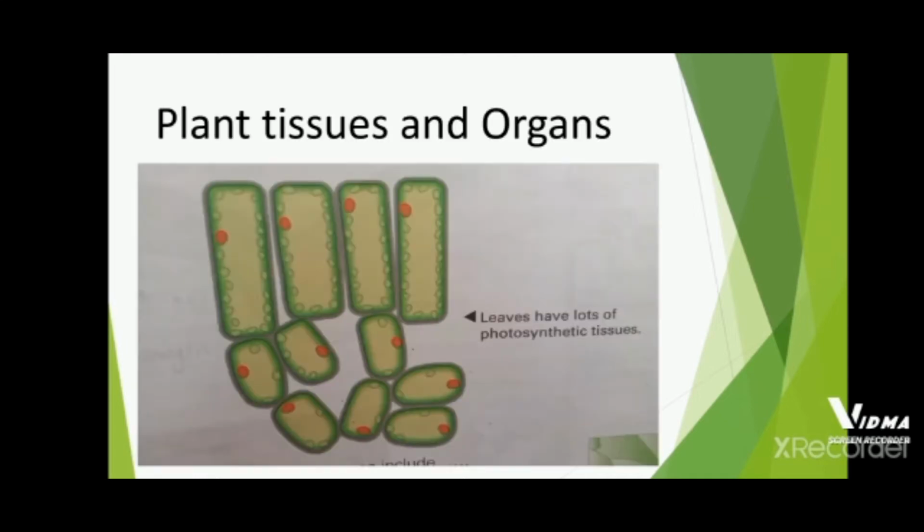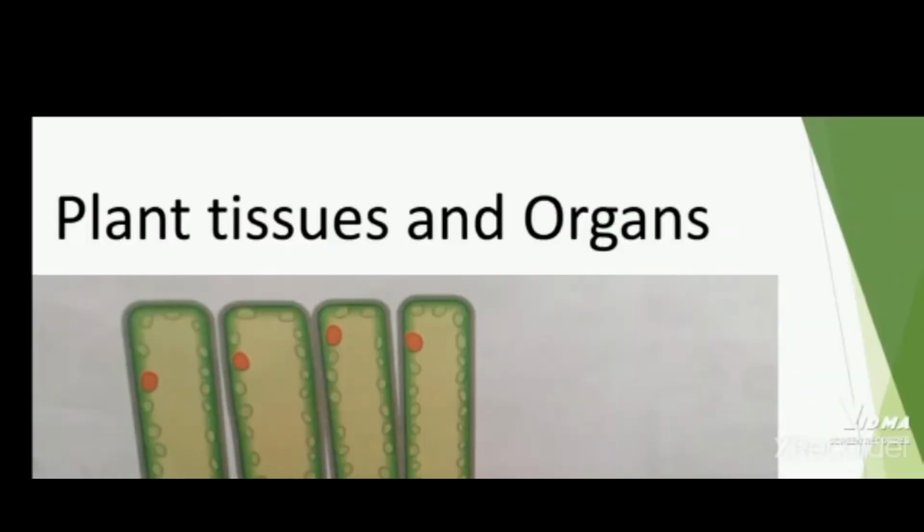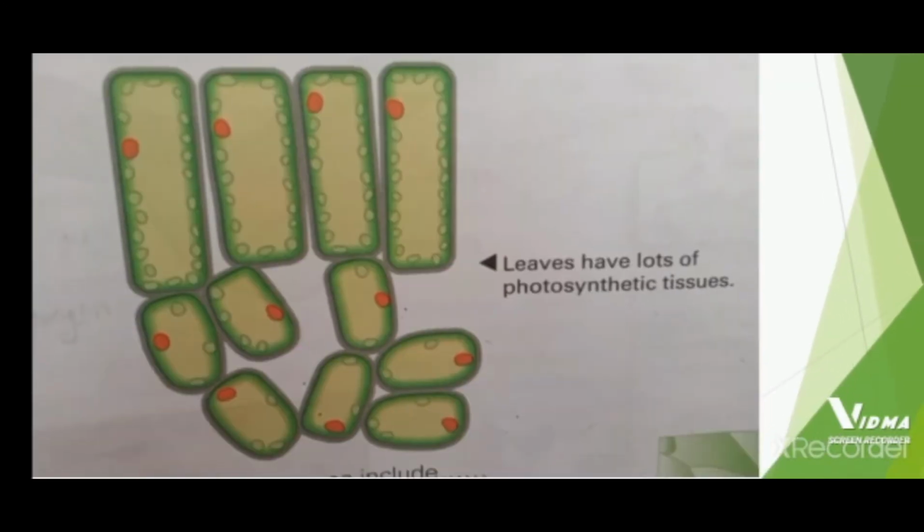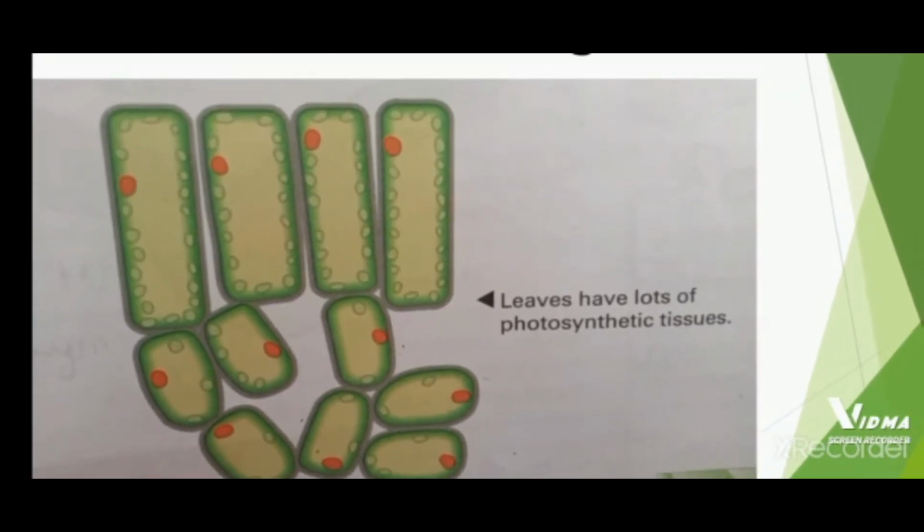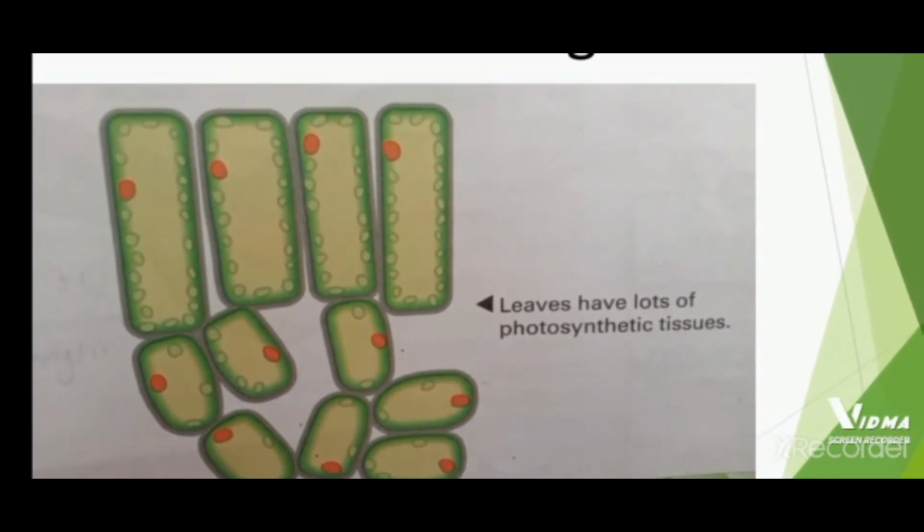Now we will talk about some tissues and organs of the plant. Firstly, you are watching over here. These are the photosynthetic tissues, the tissues which are present in the leaves. The photosynthesis process takes place in these tissues. You all know that when many cells combine together, they form tissues. There are different types of tissues in the plant.